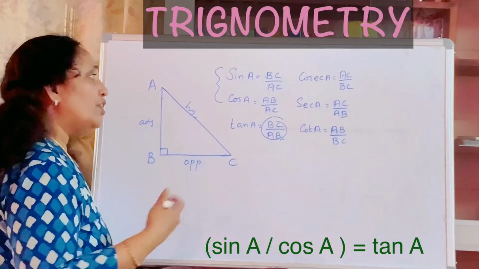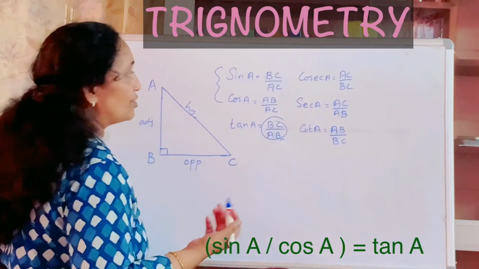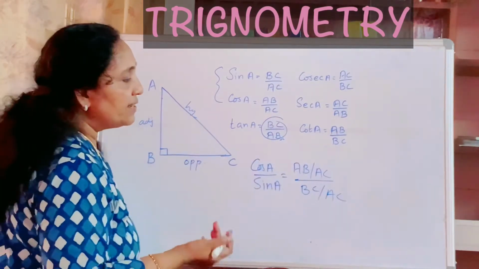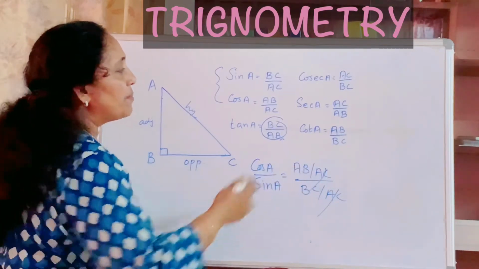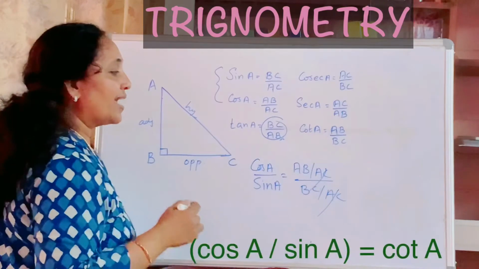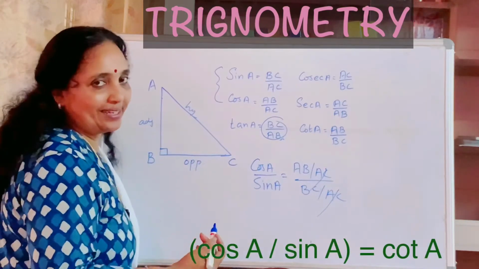Then what will be cos A by sine A? Cos A by sine A is equal to AB by AC divided by BC by AC. Then AC and AC get cancelled. Then that is AB by BC. That means cos A by sine A is equal to cot A.